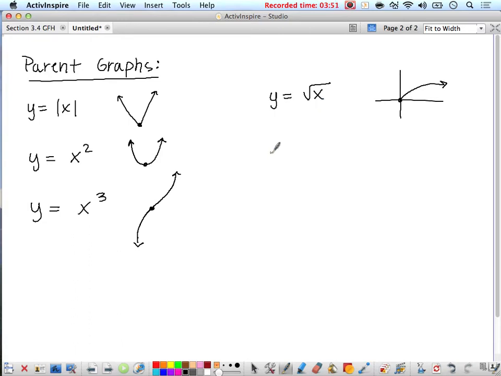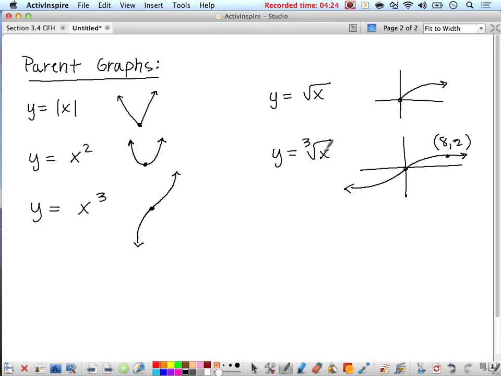And then finally, we'll talk about the cube root. The cube root, y equals the cube root of x, looks a lot like the cubic. But it comes through this way. So it also goes through 0, 0, 1, 1, negative 1, negative 1. But it goes out here. There's a point at 8, 2 instead of 2, 8. If you think about it, if you put 8 in here, the cube root of 8 is 2.